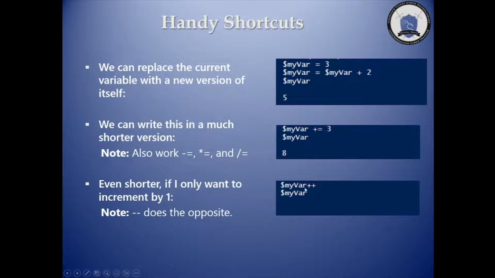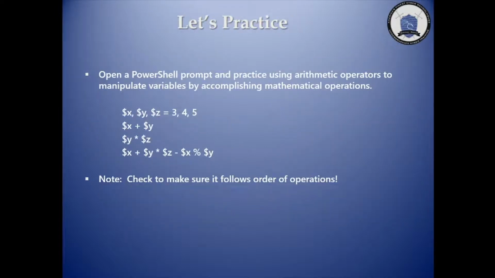So now we've got myvar plus plus. So plus plus is basically adding 1 to the variable. So here again we're displaying it, so it should come out to 9. Alright, so now what I want you to do is go ahead and open up PowerShell and program these into there and do a little bit of practice here. So pause the video, look at these, put it into PowerShell, and then I will go over it.